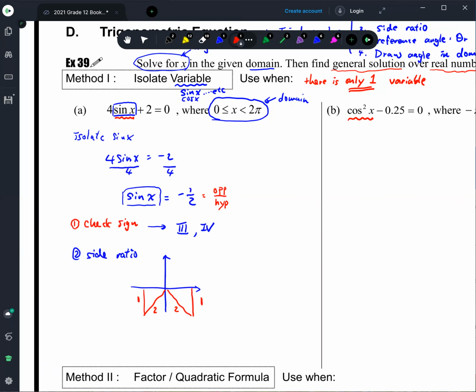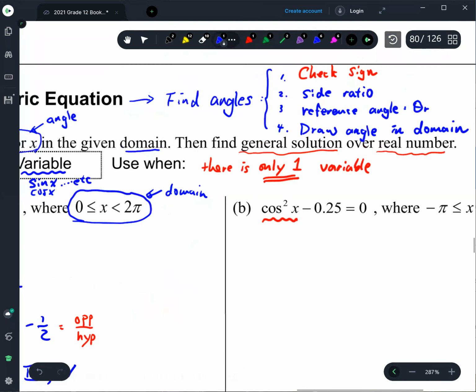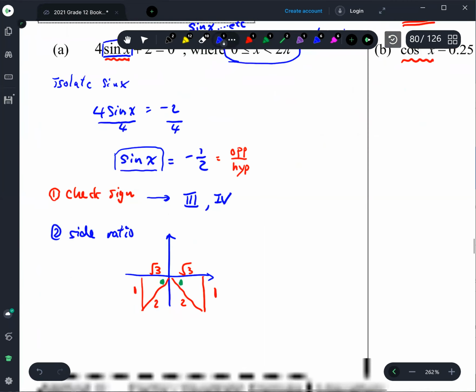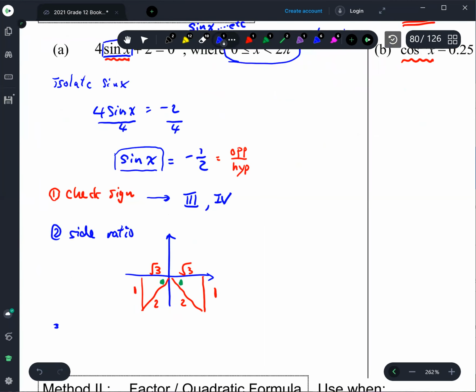Could you repeat the question? How long is the adjacent side? We have the opposite and hypotenuse as 1 and 2. Root 3. Root 3, that's correct. So this is a special triangle. Based on this special triangle, our reference angle is inside the green dots. Those are the reference angle. So that leads us to our step 3, reference angle.